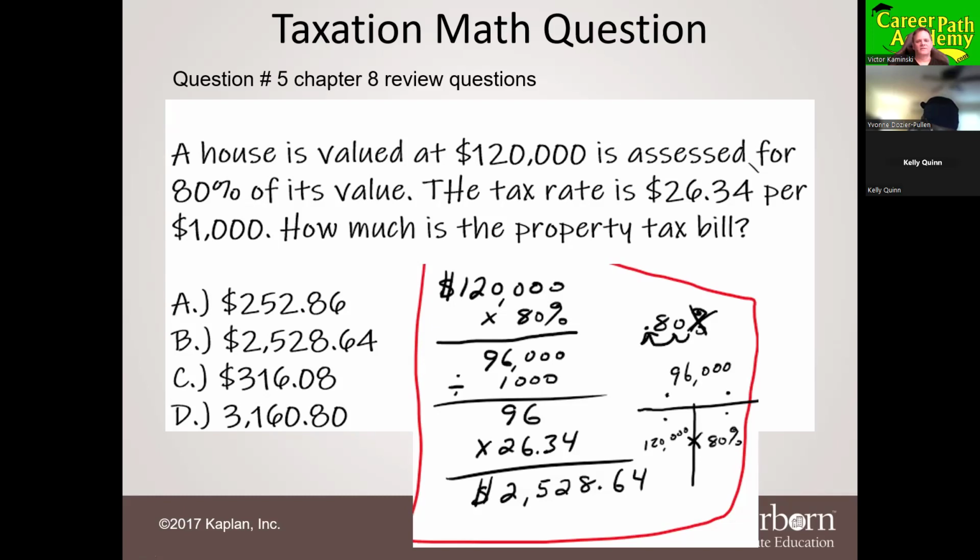Okay, and then you get 96,000, then you divide that by 1,000. Or you could just cross out 3 zeros. If it's per thousand, cross out 3 zeros and boom, 96. Then I got 96 times the mill rate.